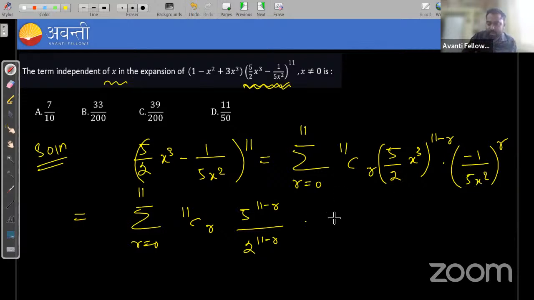Again, here it is available, that is minus 5 to the power r, right? And this x cube whole to the power 11 minus r, that is x to the power 33 minus 3r, divided by x to the power 2r. So x to the power 2r, it will be minus 2r. Yes or no? Minus 2r. Is it or not? Right?